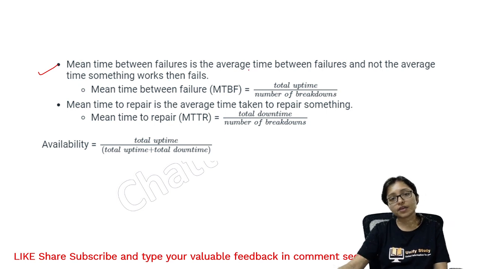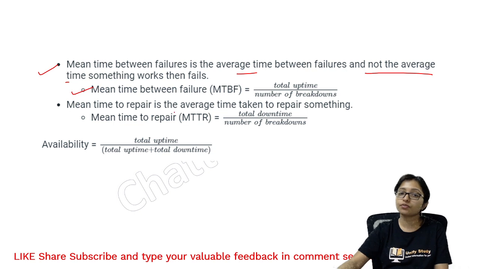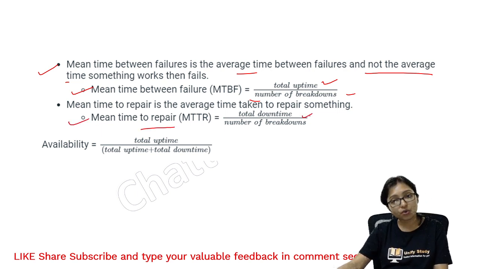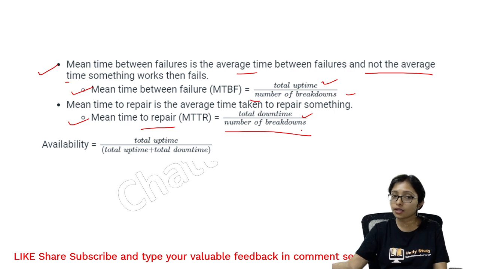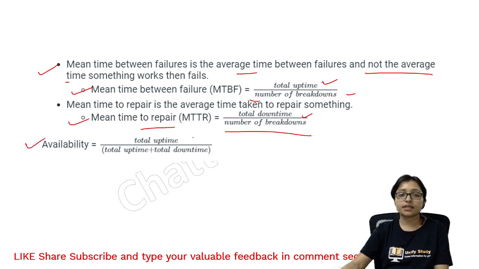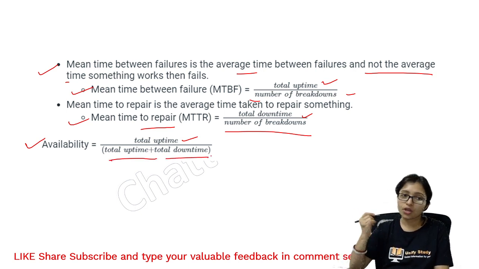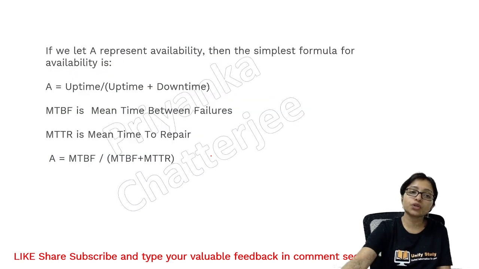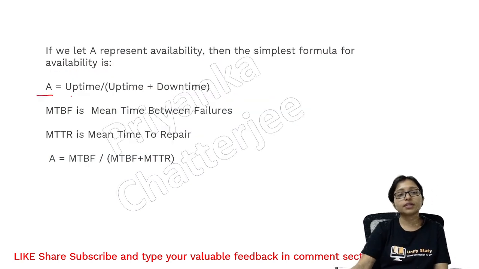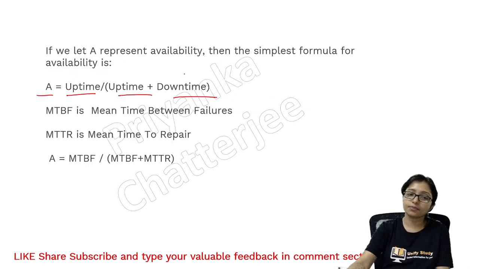Mean time between failure, here, is total uptime divided by the number of breakdowns. And mean time to repair is total downtime divided by the number of breakdowns. And availability is total uptime divided by total uptime plus total downtime. So you just need to put the values into the formula. Availability equals uptime divided by uptime plus downtime.